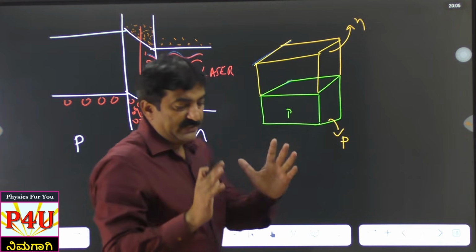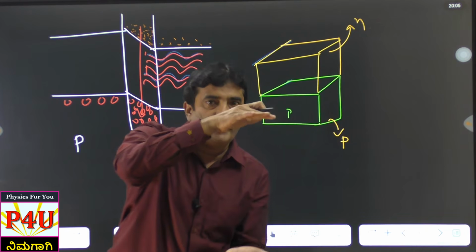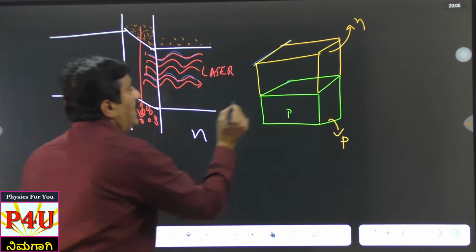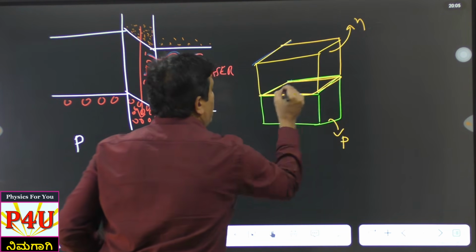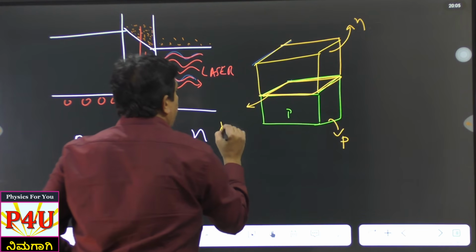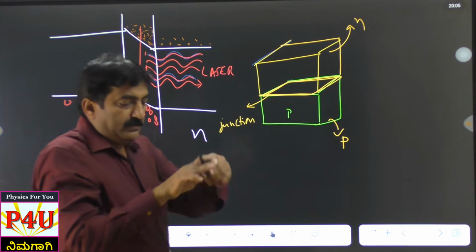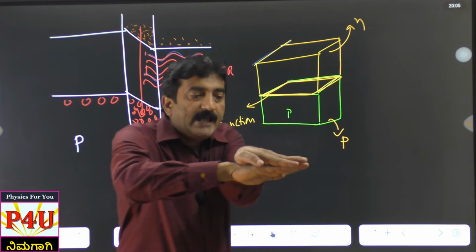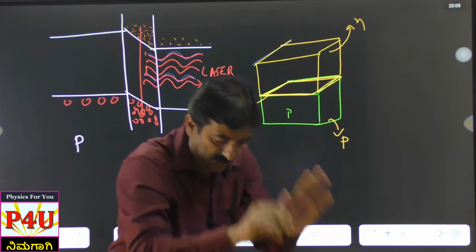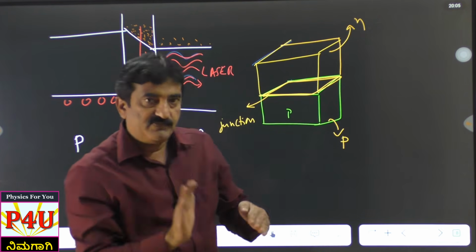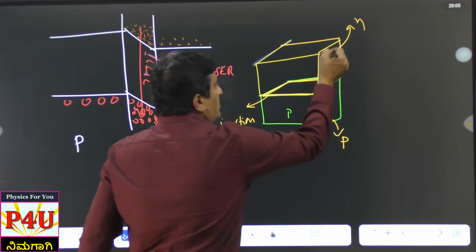Now it is a cube type. So there are three pairs: first pair, second pair, third pair. This is the junction, the main region for me. This is the active medium called junction. This is p-type, this is n-type. The line where they are joined is the active medium, that is the junction. Now these two faces are perpendicular to the junction.